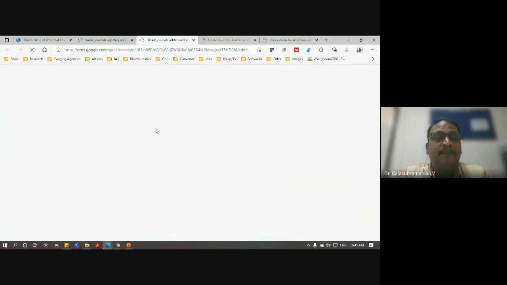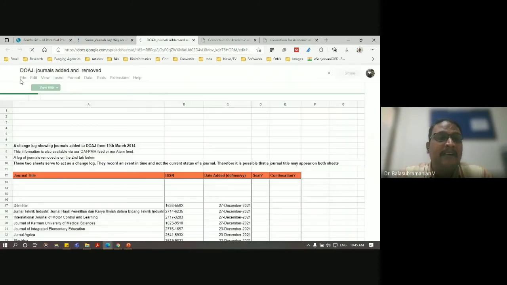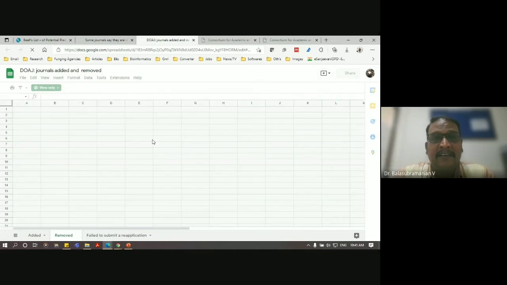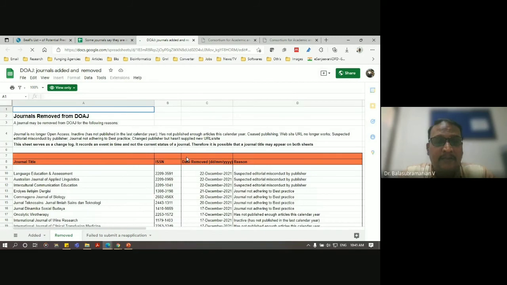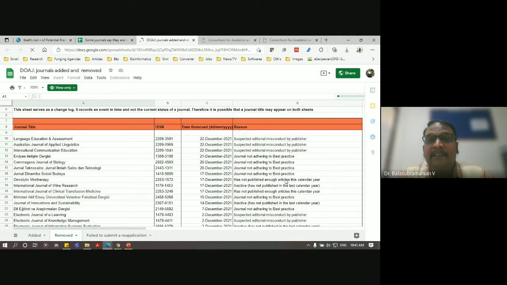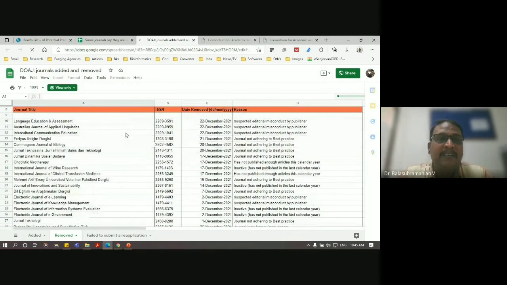Some block-listed journals are also listed here. DOAJ journals are added or removed. Some of the journals could be removed, and they come to the block list, right? So in the list, it will show the reason also. Here you can see some of the journals with the reason: suspected editorial misconduct by publishers, journal not adhering to the best practice. They have removed the journals from the DOAJ journals list.